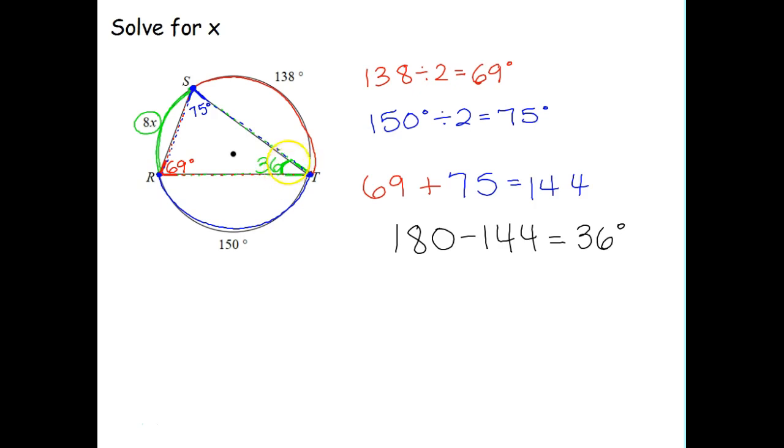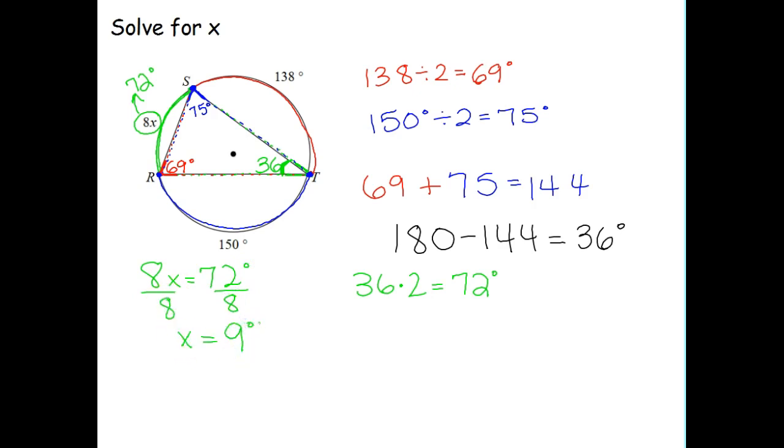All right, so if we know what the angle is, we know that this is an inscribed angle, and we know that its intercepted arc has to be twice as big as the angle. So if we take 36 times 2, we get 72 degrees, which means that this out here has to be 72 degrees. So in order to make 8x equal 72, we just have to set those two things equal to each other. So 8x is equal to 72 degrees. We divide both sides by 8 to get x is equal to 9 degrees.